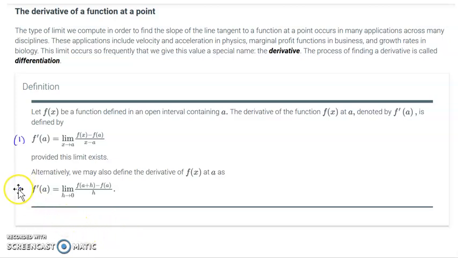The second option that we could use is f prime of a is equal to the limit as h goes to 0 of f of a plus h minus f of a in the numerator and h in the denominator. So let's go ahead and take a look at our first example here.